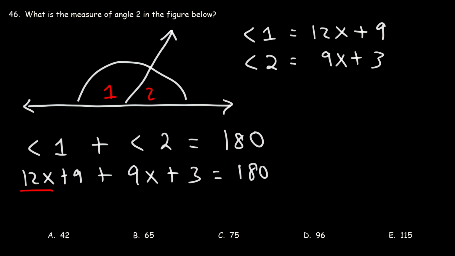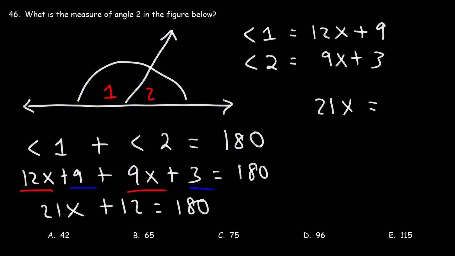Now let's combine like terms. So we have 12x plus 9x, that's 21x, and 9 plus 3 is 12. Now let's subtract both sides by 12. So 180 minus 12 is 168. So dividing both sides by 21, we can see that 168 divided by 21 is 8. So x is 8.